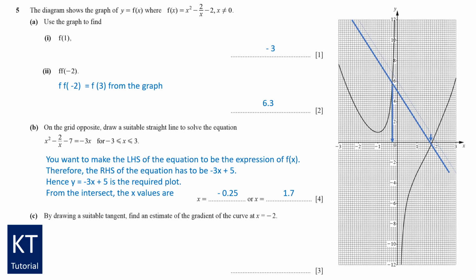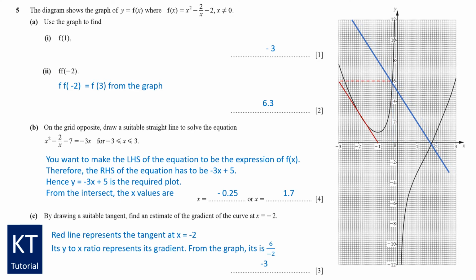Next, by drawing a suitable tangent, find an estimate of the gradient of the curve if x equals minus 2. This means plotting a tangent line for where its x is at minus 2. The red line represents this tangent, and the ratio of y to x represents the required gradient.